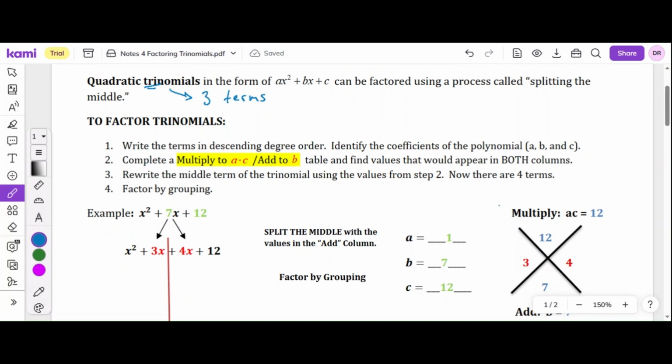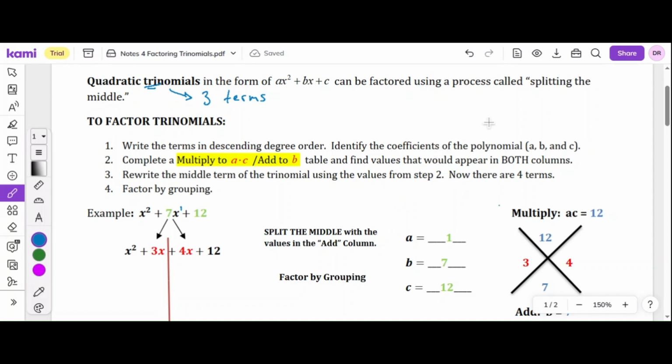The steps to solving: write your terms in order. We mean by exponent there. So when you look at this first case, we have x to the second, and then we have x to the first, and then we have a constant term without an x. So we have that in descending order from largest exponent down to the lowest.